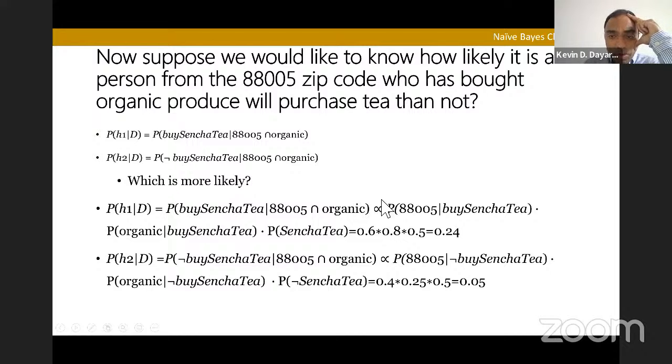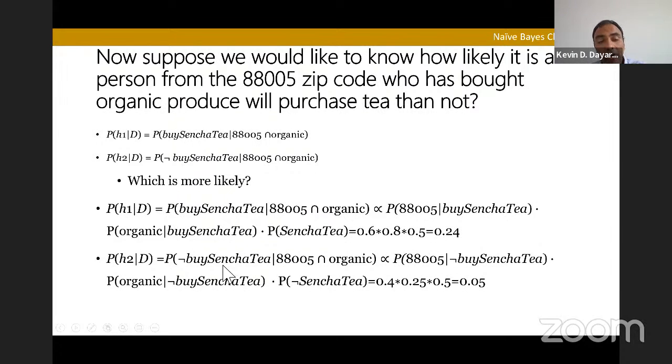So given what we have discussed in the previous slides, this is just the product of belonging to the zip code given that they purchase Centra T, purchasing organic products given they purchase Centra T, times the marginal probability of purchasing Centra T. And you can compute these. I'm not sure we want to spend time going into calculating all of these, but we did the first one already, 0.6. 0.8 is the probability of purchasing organic products given that you purchased Centra T. And 0.5, which we calculated, is the marginal probability of purchasing Centra T. This comes out to be 0.24.